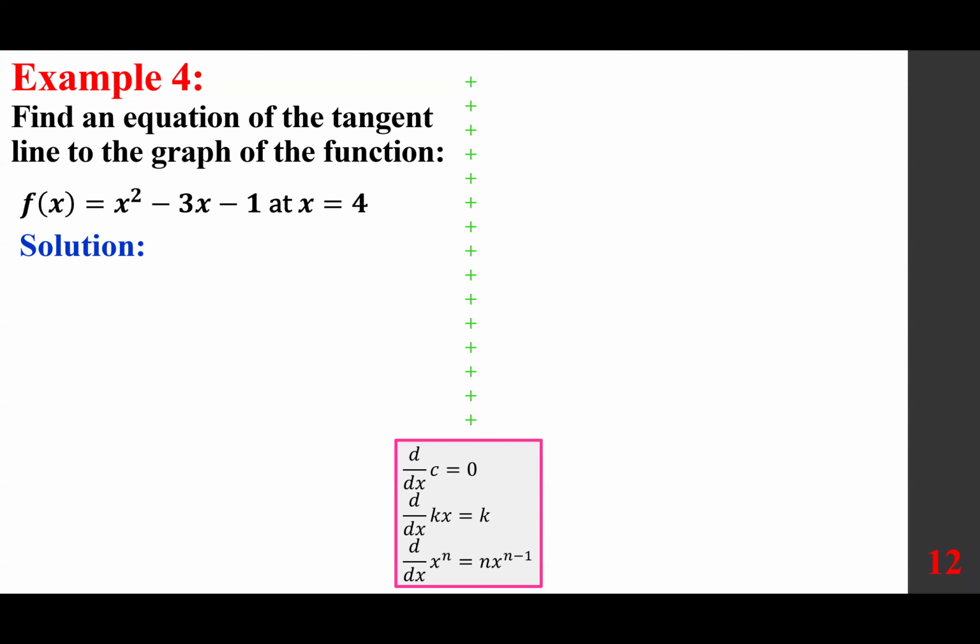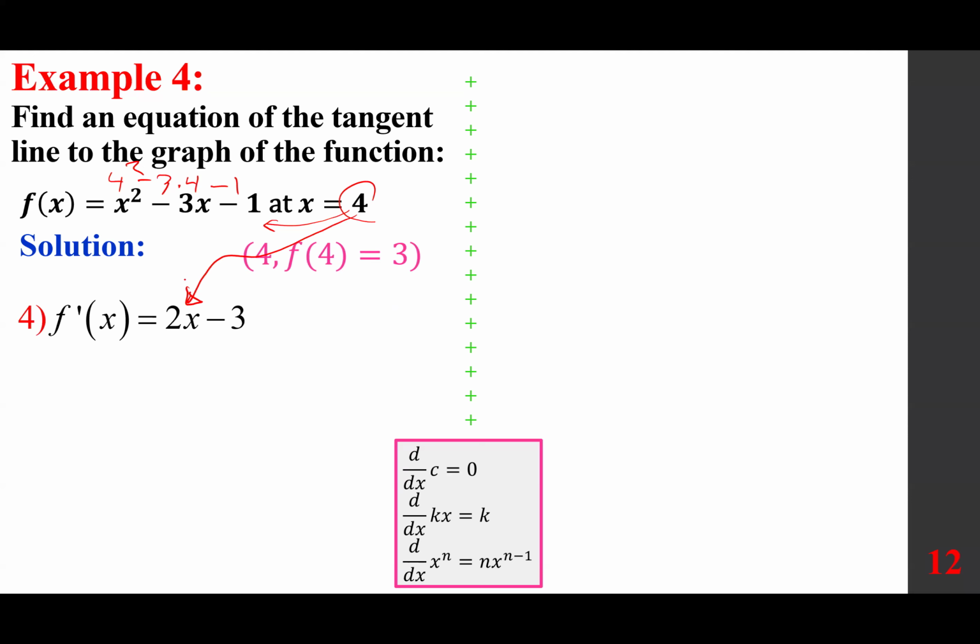All right, class, we want to find the equation of a tangent line. So we differentiate, we get 2x minus 3. We need to plug in the 4 into the original function to find the pair x comma y, and into the f prime of x to find the slope. So if we plug it in to the original equation, we get 4 squared, which is 16, minus 3 times 4, which is 12. 16 minus 12 is 4, minus 1 is 3. And if we plug in 4 into f prime, we get 2 times 4 minus 3 is 5.